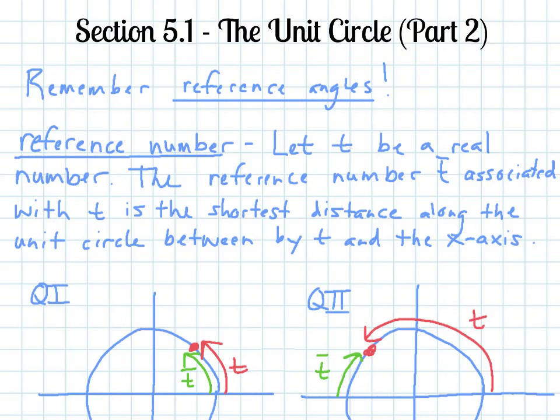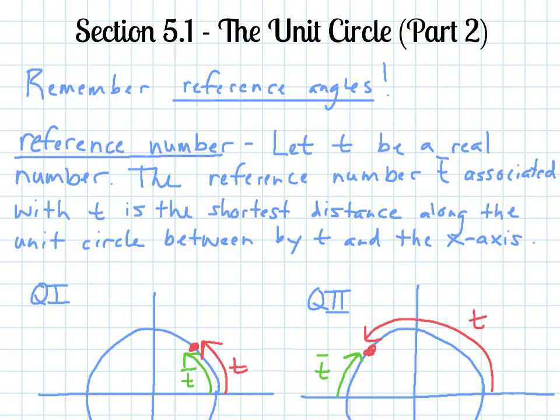Reference angle was an angle that, given a certain quadrant, was always in between 0 and 90, and it was always a number that would refer you back to the first quadrant, to those values you already have locked down. So here we're doing the same thing, except they're called reference numbers because we're going along the unit circle with our t value, our radian measurement.